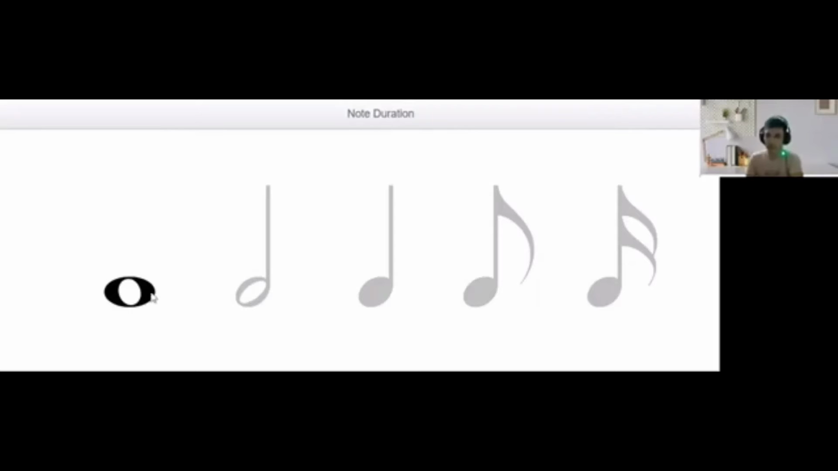A whole note has an oval shaped head with no shade. So it has the longest note duration in modern music.